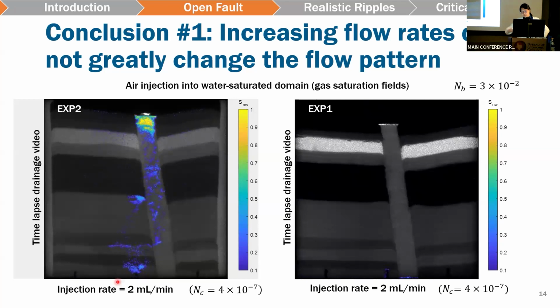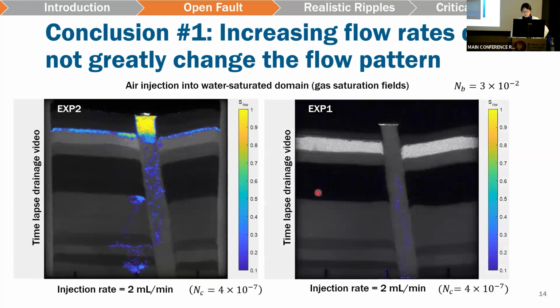You see again this pulsating finger kind of flow until it hits the top of the fault and now starts to backfill and finally enters this high permeability layer that's brighter than the rest of the domain because it has the highest permeability and lowest capillary entry pressure. And now let's compare it to experiment number 1. So now we have 2 milliliter per minute injection rate.